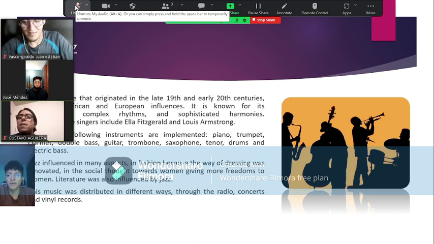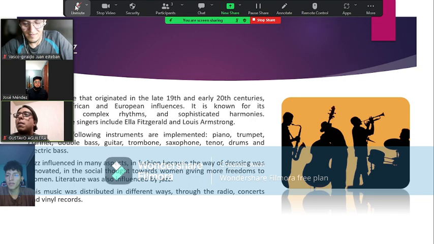Jazz influenced many aspects: fashion, because the way of dressing was innovated; social thought, giving more freedoms to women. Literature was also influenced by jazz. This music was distributed in different ways, through the radio, concerts, and vinyl records.